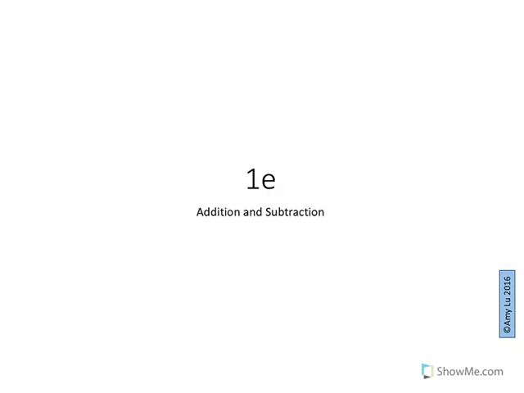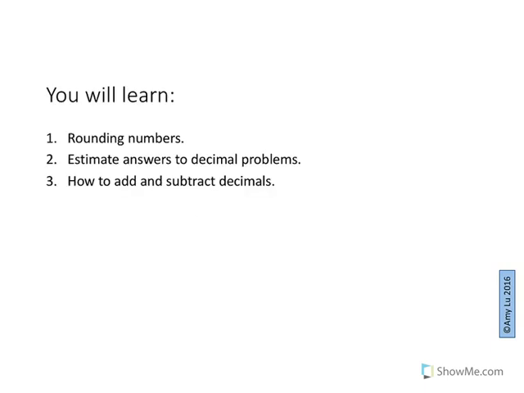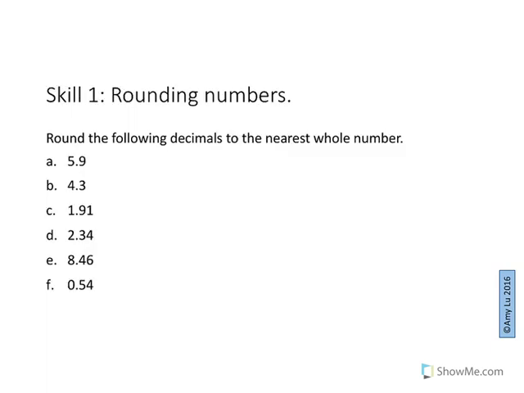So this is chapter 1E on your basic addition and subtraction. In this skill, we will practice rounding numbers, estimating answers to decimal problems, and then adding and subtracting decimals. So the first skill is simply to round numbers.